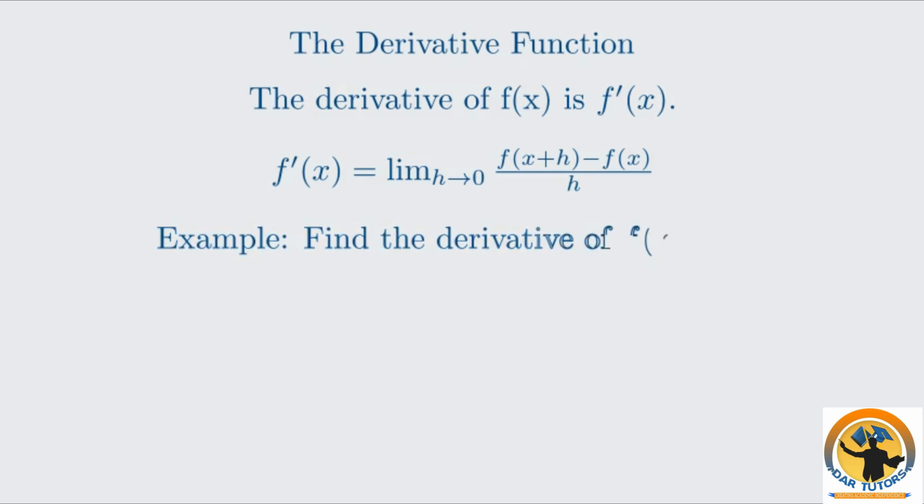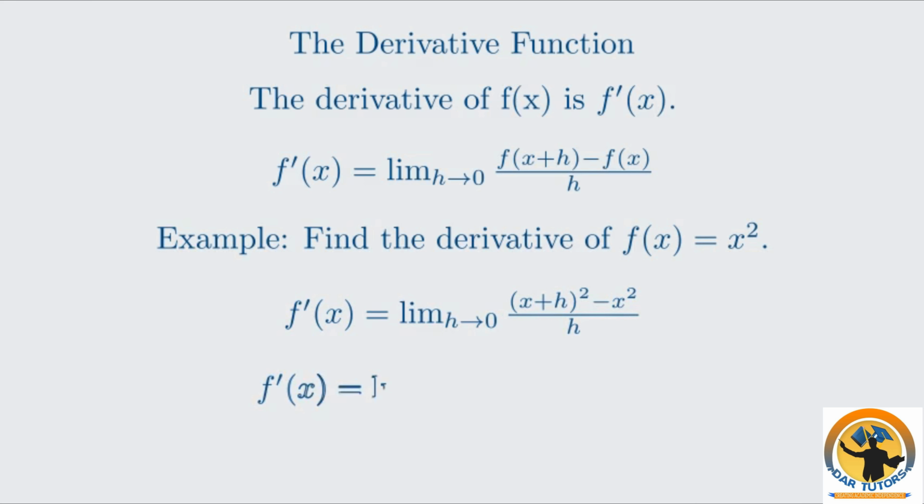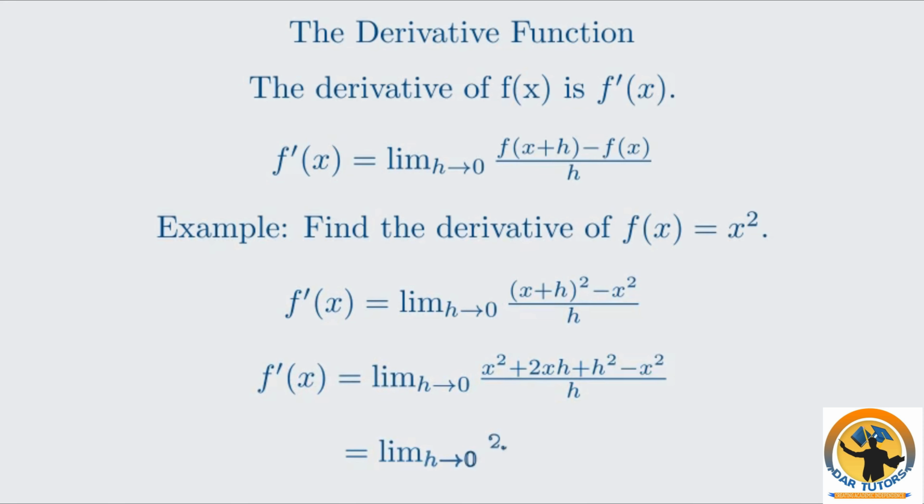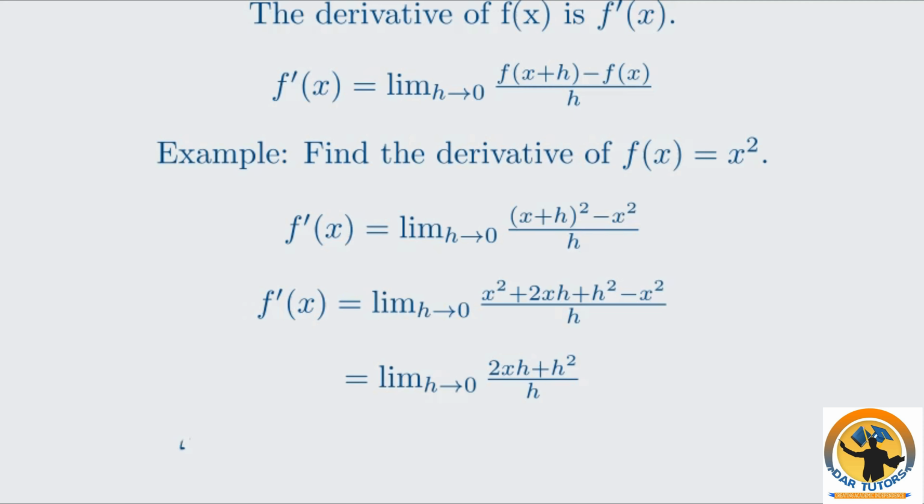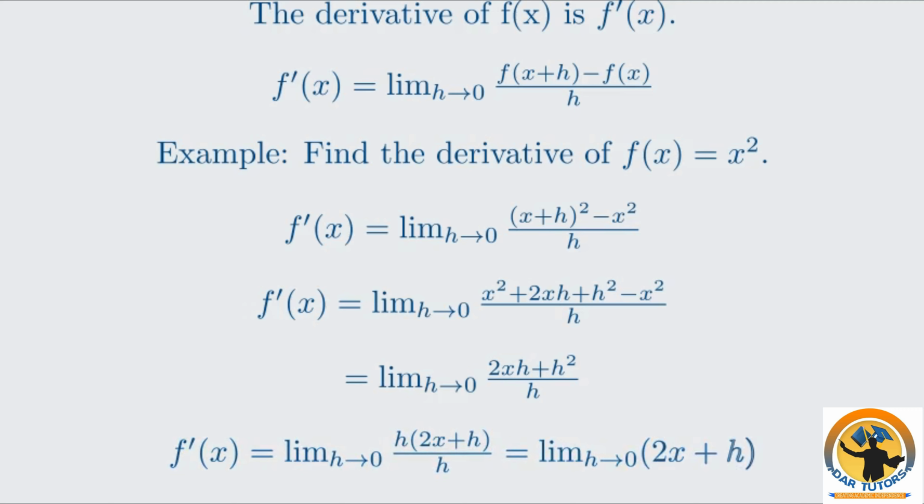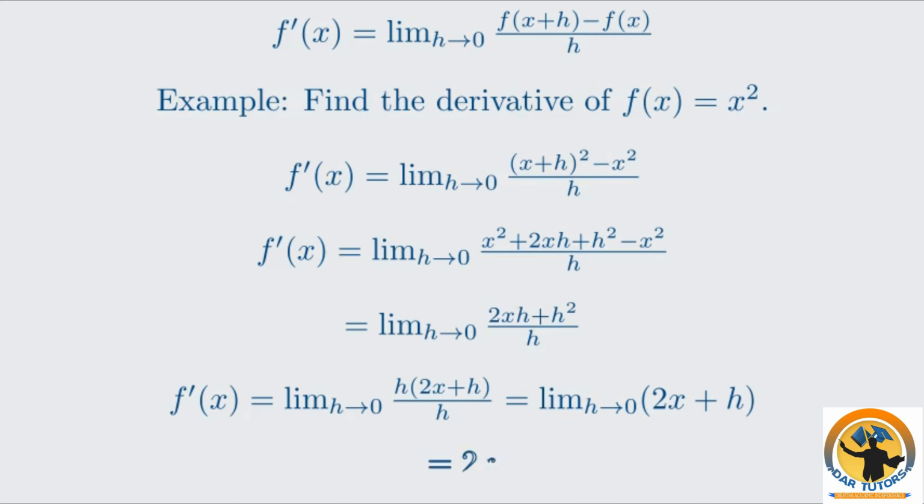We follow the same steps as before, but we keep x as a variable. f′(x) is the limit as h approaches 0 of (x + h)² − x², all divided by h. Expanding the numerator gives x² + 2xh + h² − x². The x² terms cancel, leaving 2xh + h². Factoring out h and canceling gives the limit as h approaches 0 of 2x + h. Substituting h = 0, we find that the derivative function is f′(x) = 2x.